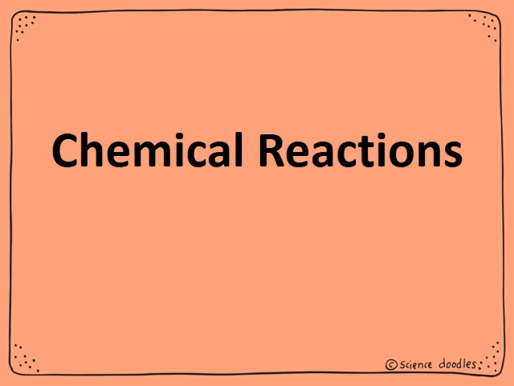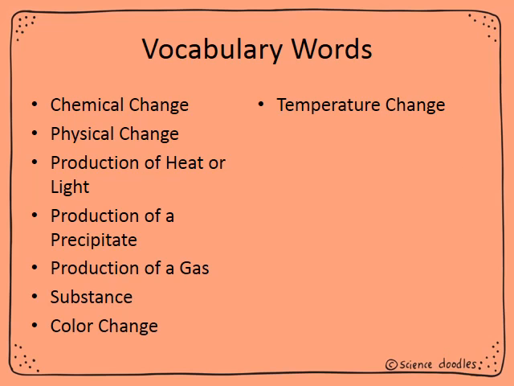So this video is about chemical reactions. Here are the vocab words we'll go over today: chemical change, physical change, production of heat or light, production of a precipitate, production of a gas, substance, color change, and temperature change.